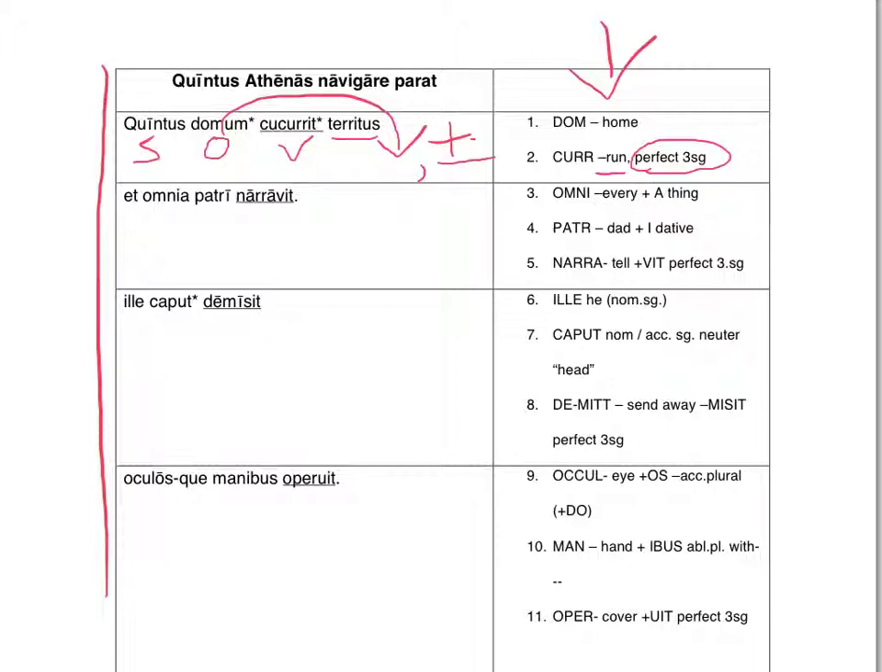Terrified. Number 2, omnia patri narravit. In this instance there's no subject, same as before, so that is Quintus, that is he, so just make it he. Then the verb, which in this case is narravit, the object is omnia, and the indirect object, that is to whom he told omnia, is patri.